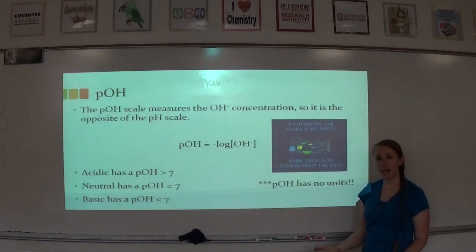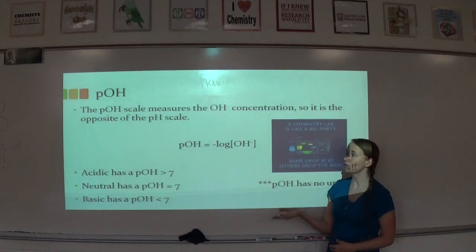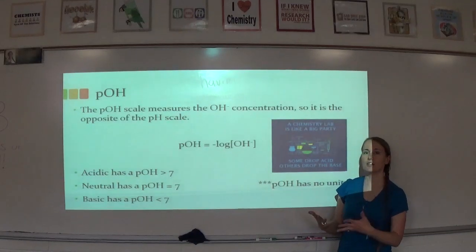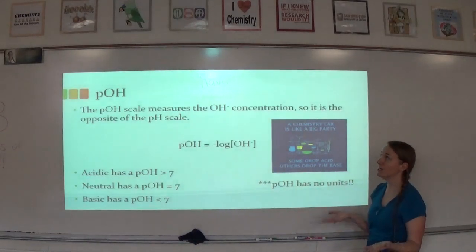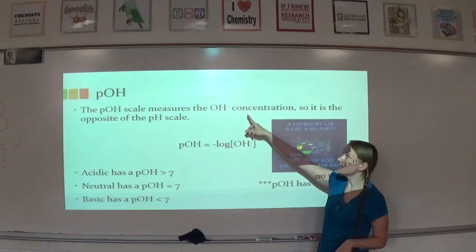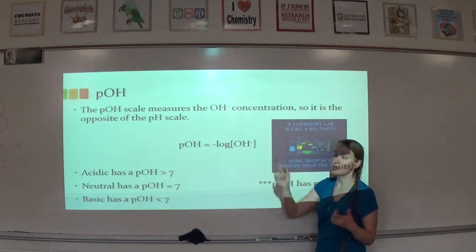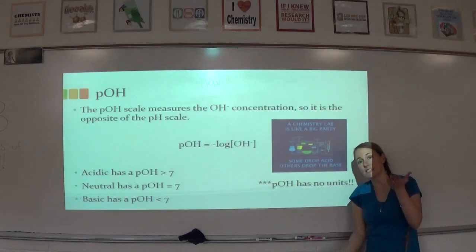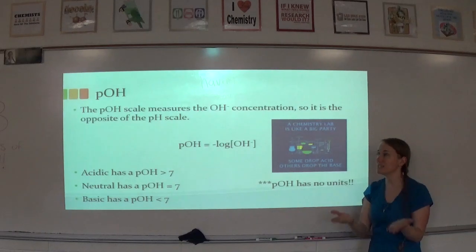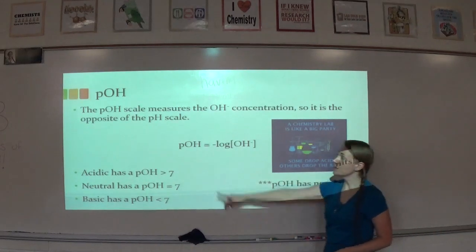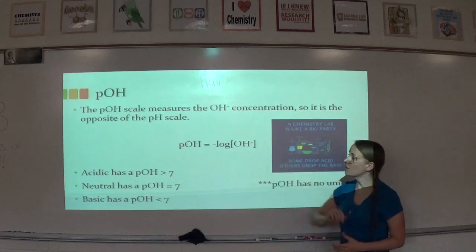Most people have heard of the pH scale when they come to my class, but not everybody is really familiar with the pOH scale, but as you can imagine, it's just the complete opposite. So the pH scale measures the H+ concentration, the pOH scale measures OH- concentration. And since H+ and OH- are opposites, the scales are opposite. So here's our formula, pOH equals negative log of OH-.